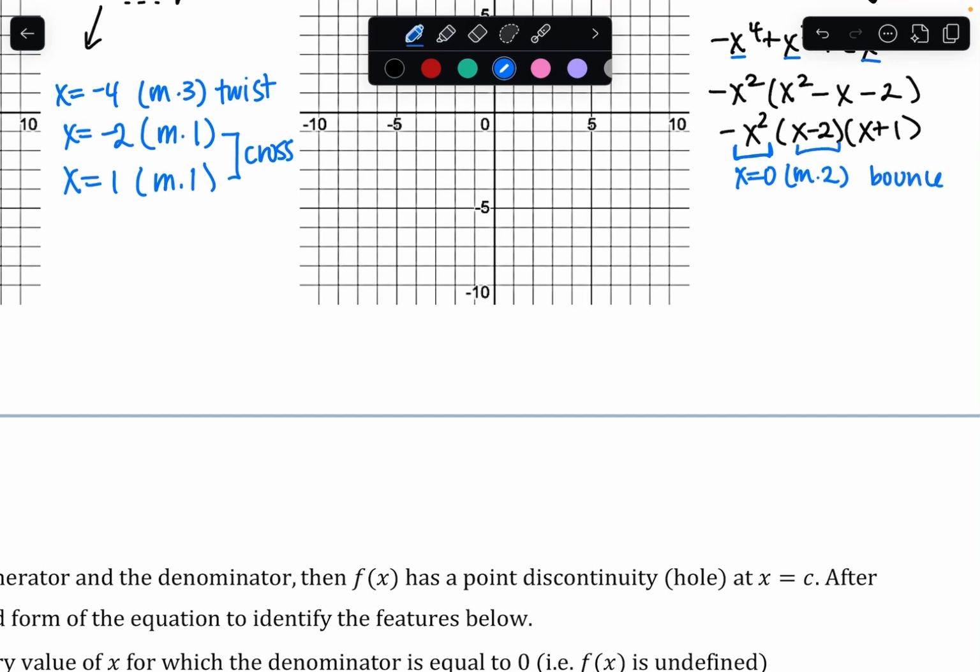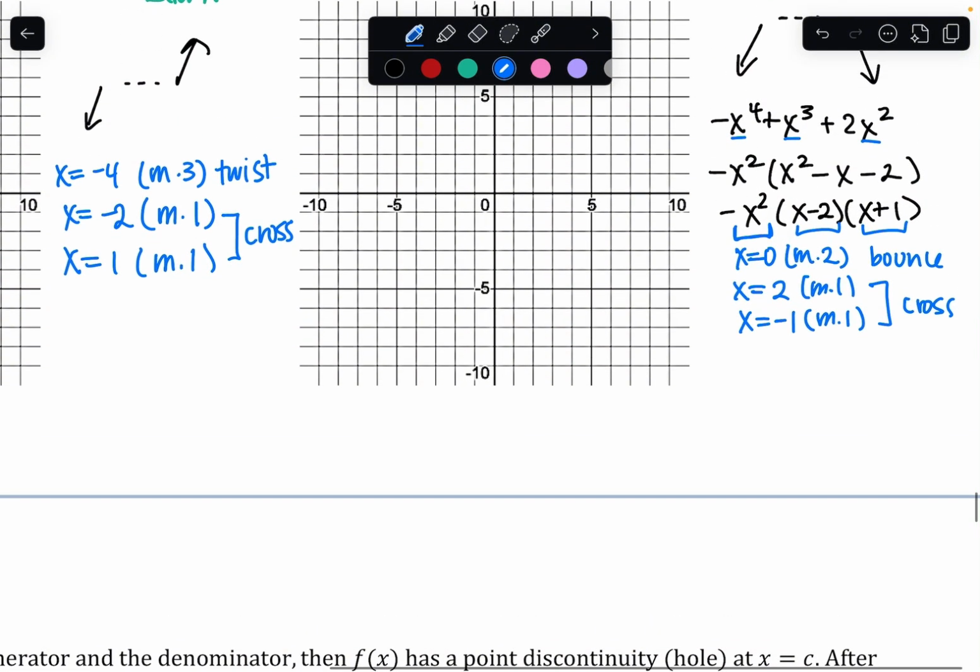And then we also have x equals 2 and x equals -1. Each of these has a multiplicity of 1, so it's going to cross at both of these. So -1, 0, oh, that was -2. -1, 0, and 2.